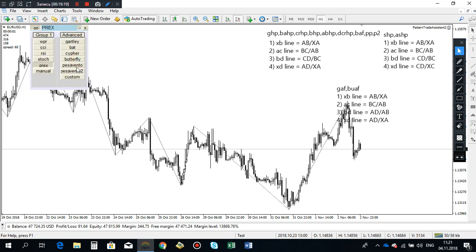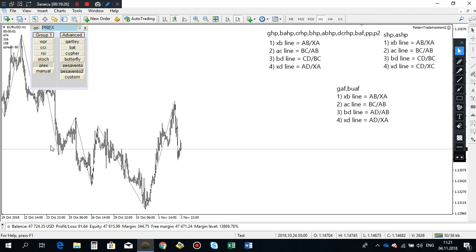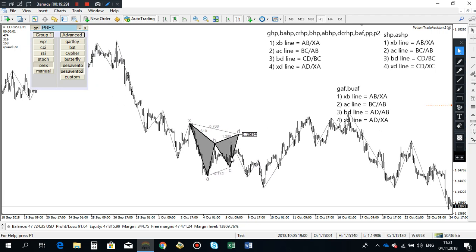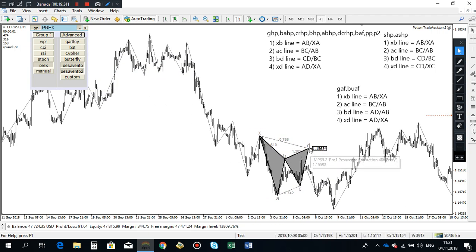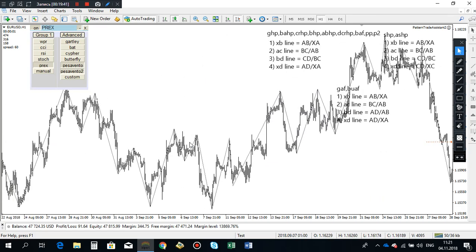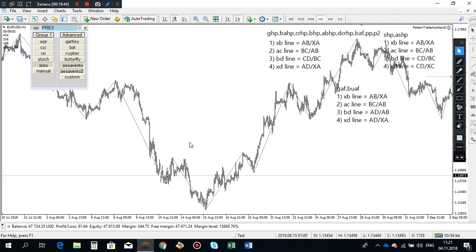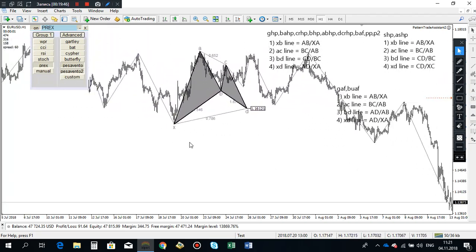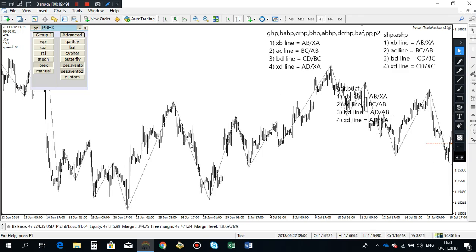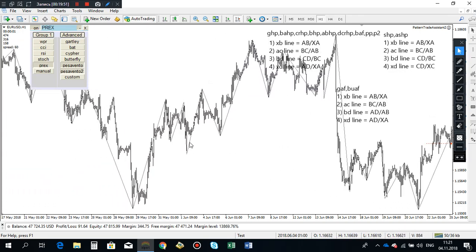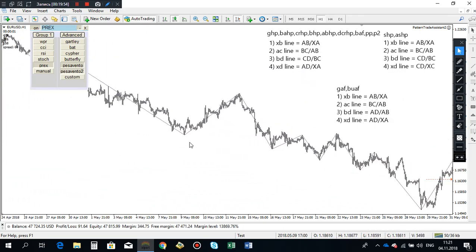Okay, other patterns, Pesavento pattern and Pesavento 2, they belong to the first group because they have similar calculations. Let's try to find some Pesavento patterns. So one of them is here, 786 completion. This is the BC inversion, this is AB retracement, this is the XA retracement. And the Pesavento 2 is the blue one. So we'll go deep into history to find some Pesavento 2. And I will sip my coffee while we are looking for it.